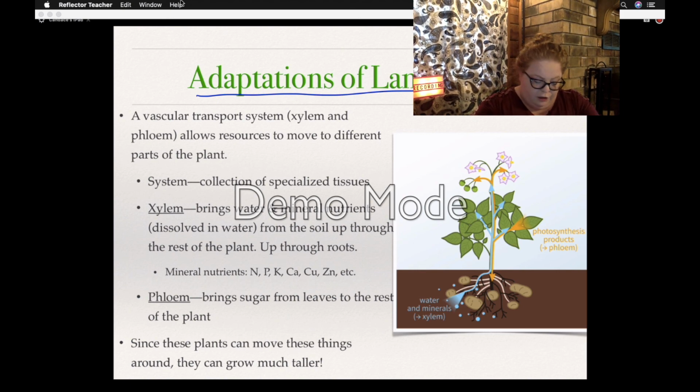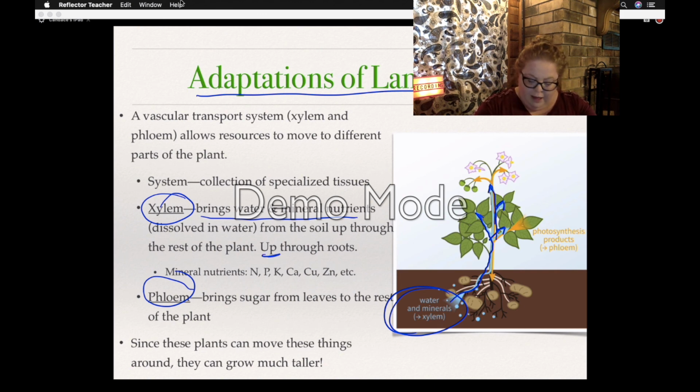There are two types of vascular tissue, xylem and phloem. The xylem brings water up through the roots. So that's what you see here. Water's coming up through the roots. And so we have xylem throughout the plant, from the roots all the way through the plant.